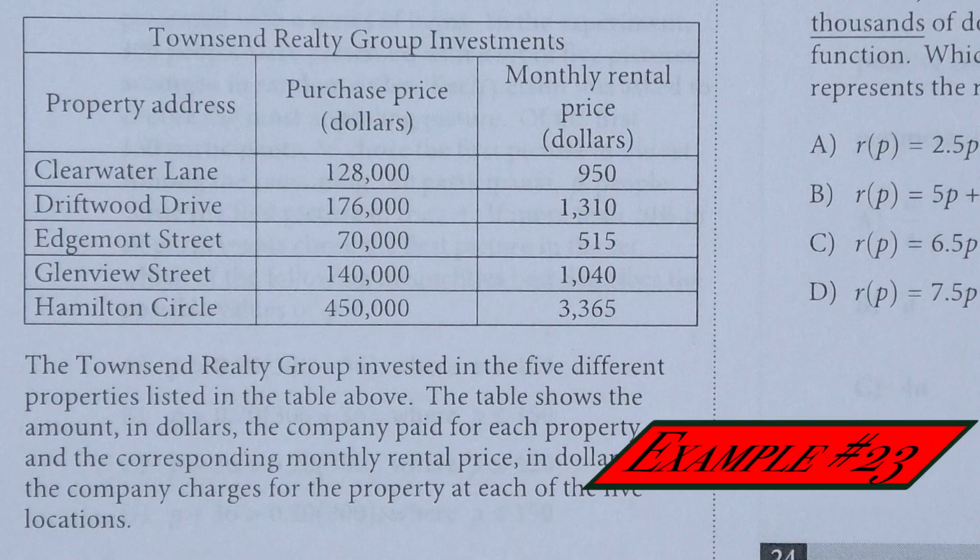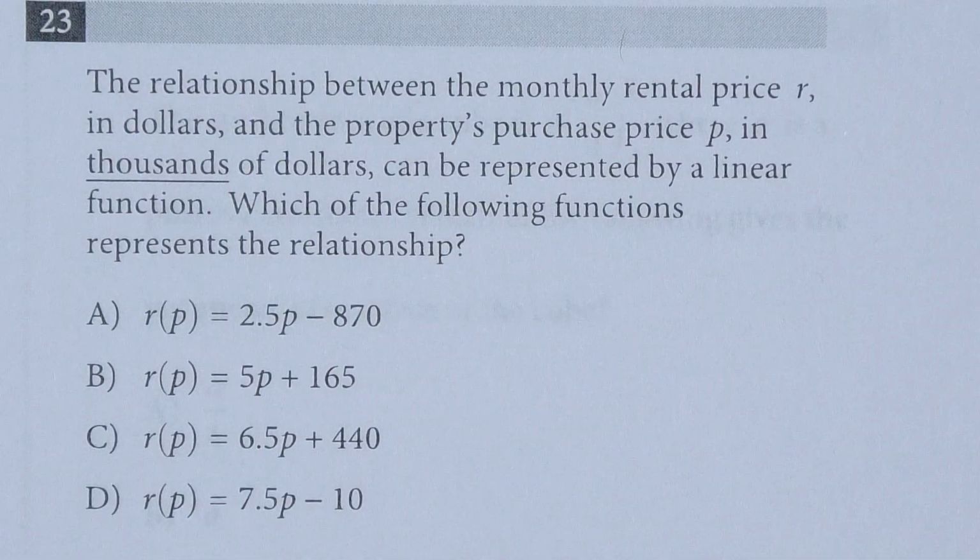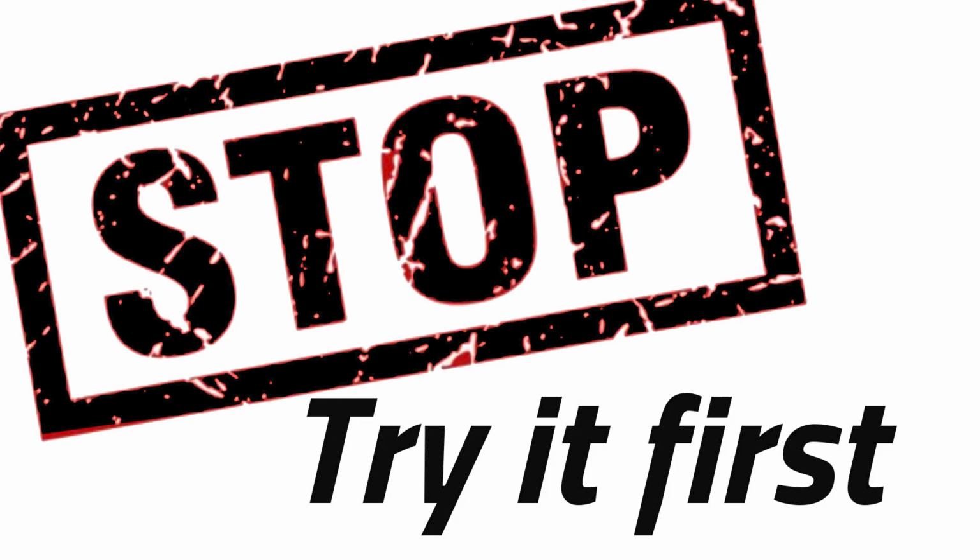For questions 23 and 24, we're going to refer to the following information. The Townsend Realty Group invests in 5 different properties listed on this table. The table shows the amount in dollars the company paid for each property and corresponding monthly rental prices in dollars the company charges for the property at each of the 5 locations. The relationship between the monthly rental price, R, in dollars, and the property's purchase price, P, in thousands of dollars, can be represented by a linear function. Which of the following functions represents the relationship?